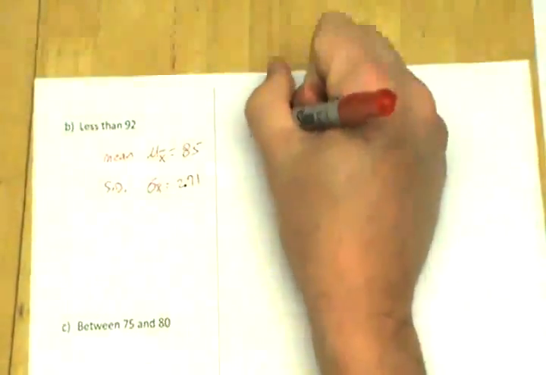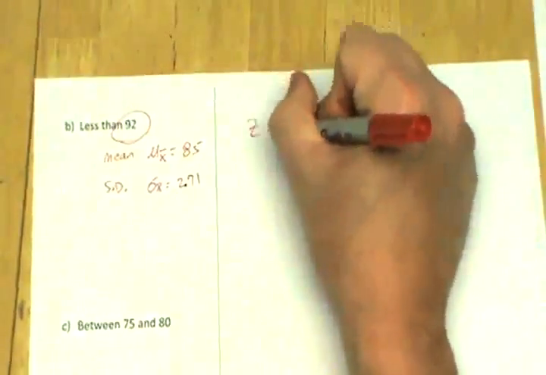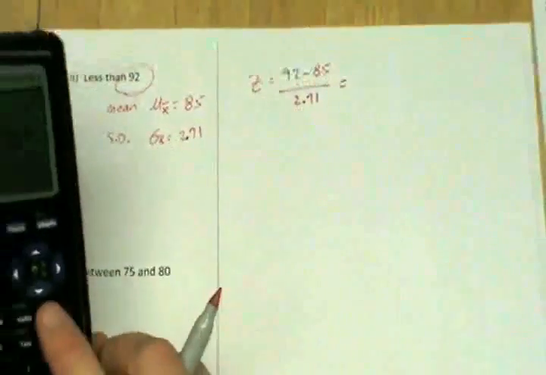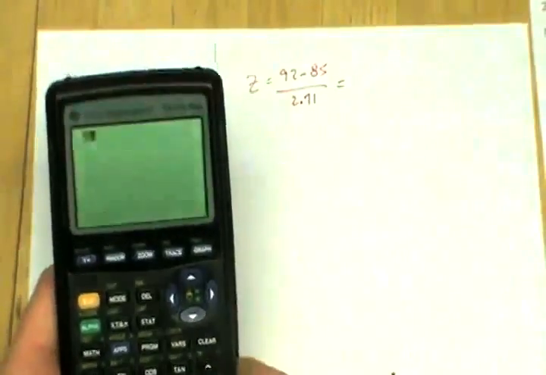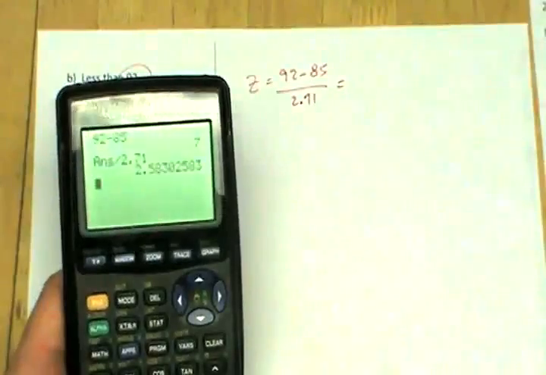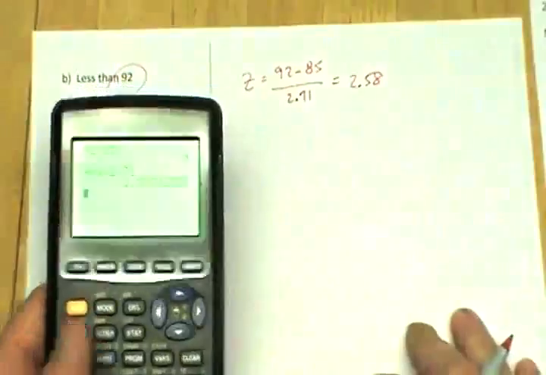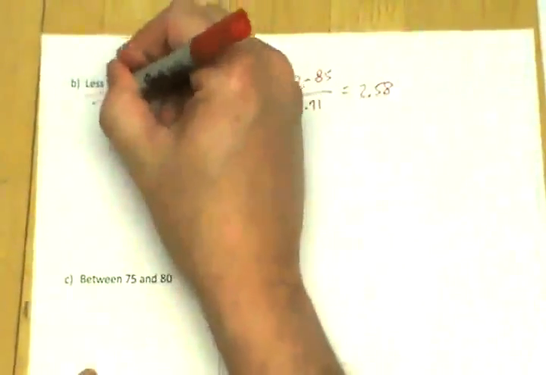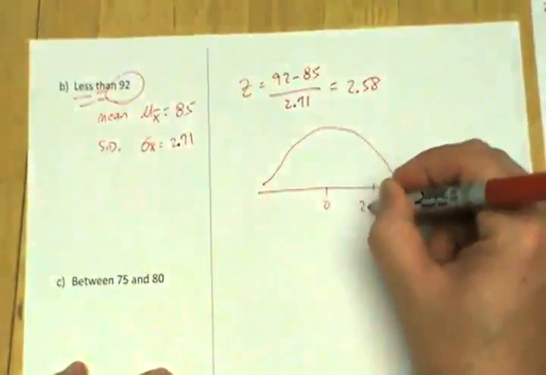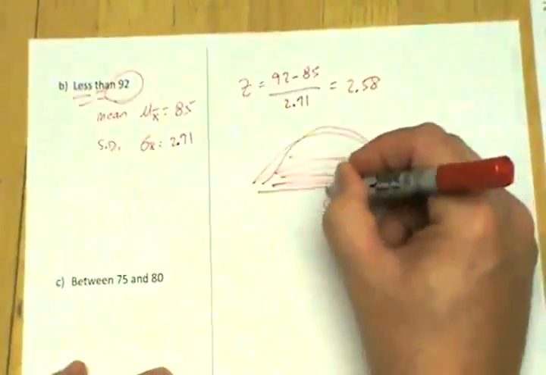So we're going to find the z-score for the data. So data, 92, minus the mean, 85, divided by the standard deviation of 2.71. So here we go. 92 minus 85 divided by 2.71. We're getting back 2.58. That's the z-score. We would like less than that because that's what the question is asking for. So if we draw ourselves a bell-shaped curve, positive 2.58 is our z-score. We want everything less than that, which is all the way left.